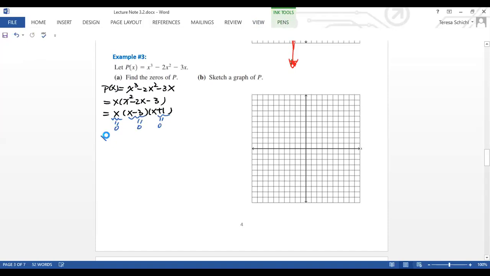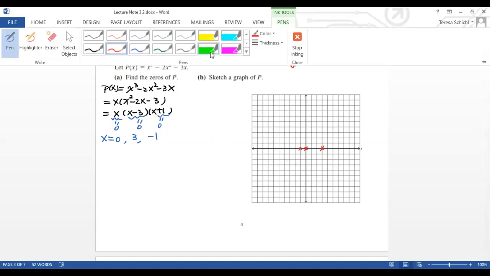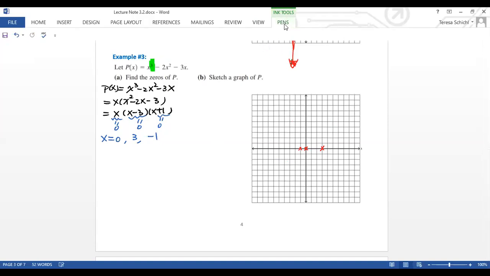Okay, so what is the x here? x equal to 0, x equal to 3, x equal to -1. Okay, so now let's graph it. So this is x equal to 0, x equal to 3, 1, 2, 3 here, x equal to -1 here. All right. Also, this is a cubic, so the degree is 3. So I know it's an odd degree, and the leading coefficient is positive. So I know my graph has to go something like this, right? The end behavior: the right-hand side needs to go up, right?